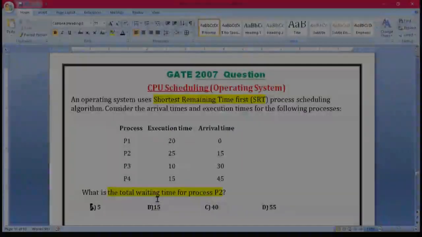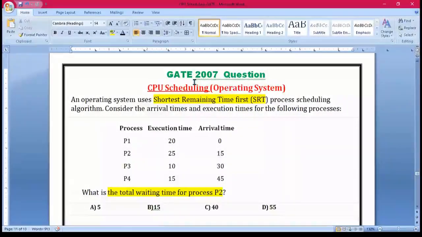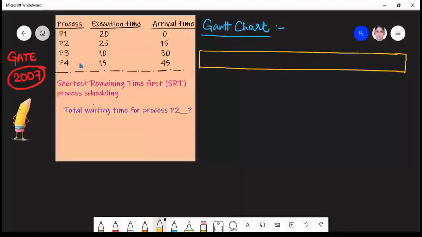Hello everyone. So let's solve a previous year GATE 2007 question based on CPU scheduling algorithm. There are four processes, P1, P2, P3 and P4, given along with their execution time and arrival time, and we have to apply the shortest remaining time first algorithm. What we need to find out is the total waiting time of the process P2. Now let's solve the question without any delay.